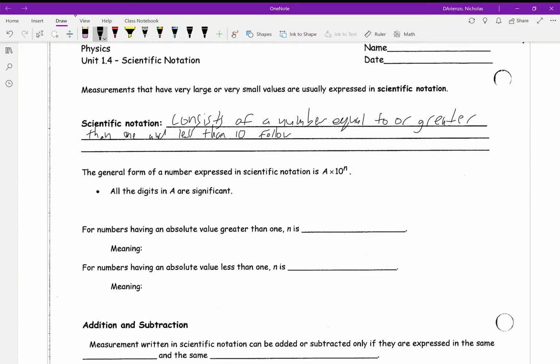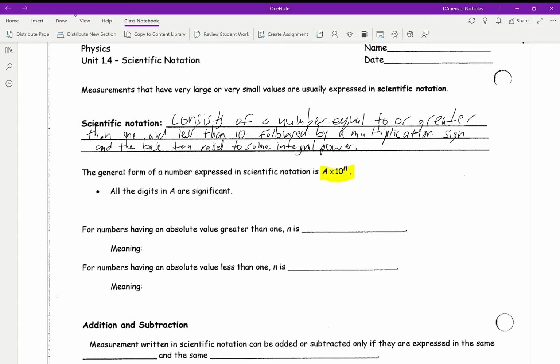We follow that number by a multiplication sign. And we'll use a base 10 raised to some power. And that power can be positive or negative. So the general form that we'll see for a number in scientific notation takes the form a times 10 to the nth power.